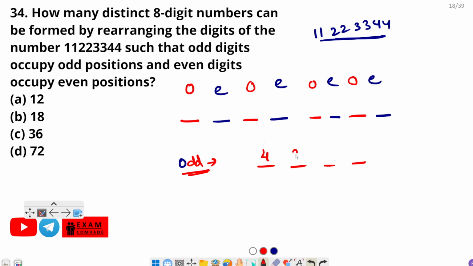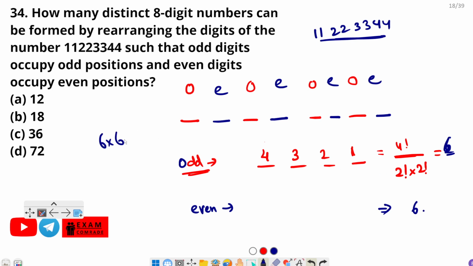Then we have 4 options here, 3 options here, 2 options here, 1 option here. So the number of possible ways is 4 factorial. But here 2 digits are repeated. So the answer will be 4 factorial by 2 factorial into 2 factorial, that is 6. Similarly for even digits also, we will get 6 possibilities. So the answer will be a combination of these two, that is 6 into 6, that is 36.